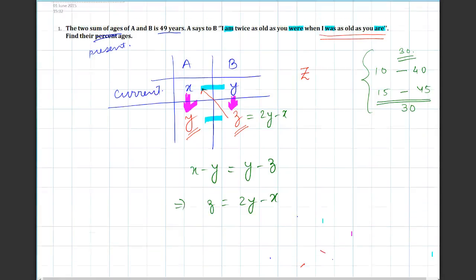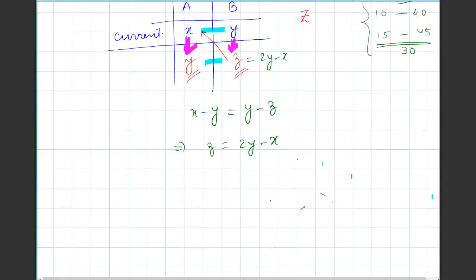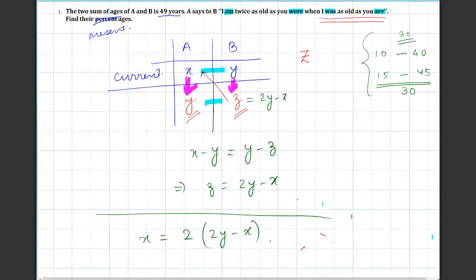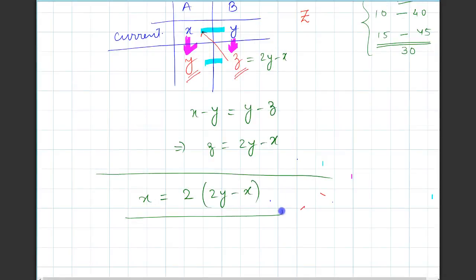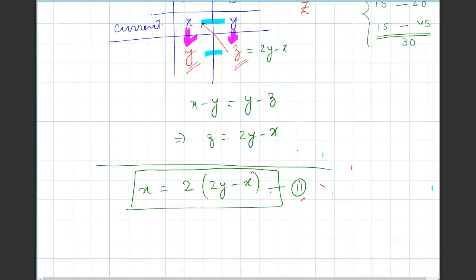Now read the statement again. It says, I am twice as old as you were when I was as old as you are. Meaning the current age X is twice as old as you were when I was as old as you are. So X is equal to twice of 2Y minus X. That is your second equation. The first equation was trivial. It says the sum of their ages, X plus Y, is equal to 49. You can use that and solve for X and Y here.